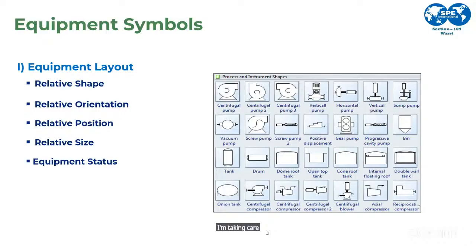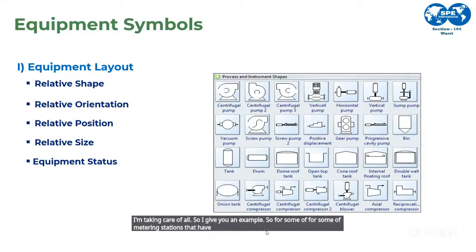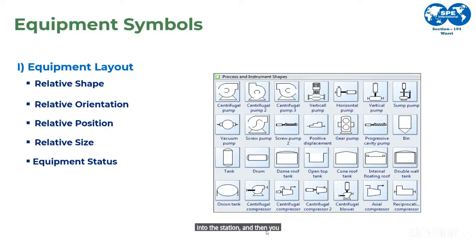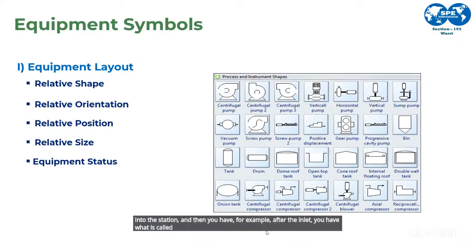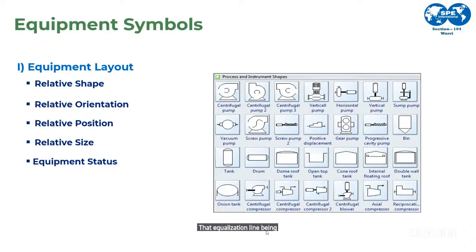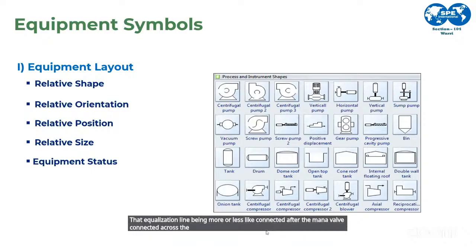So I'll give you an example. For some metering stations that I have had the opportunity to visit, you will find, for example, a manual valve placed at the inlet into the station. And then after the inlet, you have what is called an ESD, an emergency shutdown valve, right? And normally you now have an equalization line, for example. Now, in some facilities, you happen to see that equalization line connected after the manual valve, connected across the ESD, right?